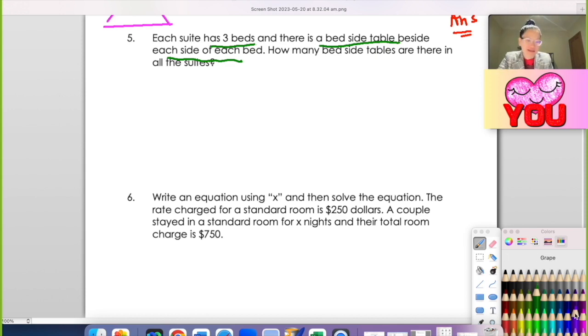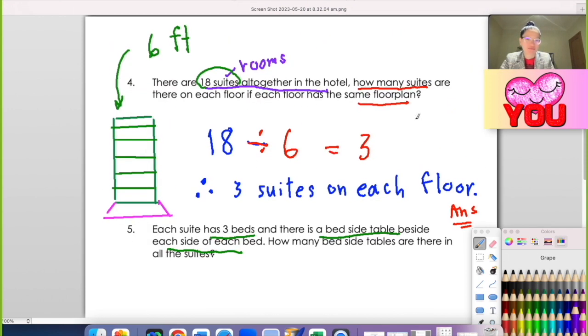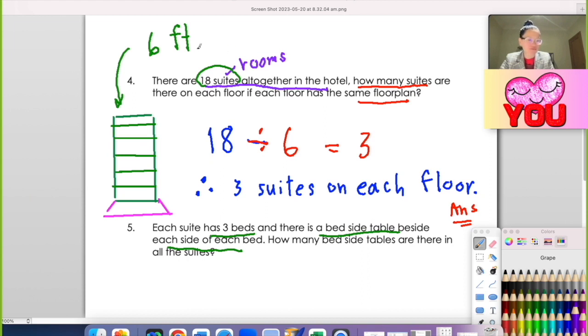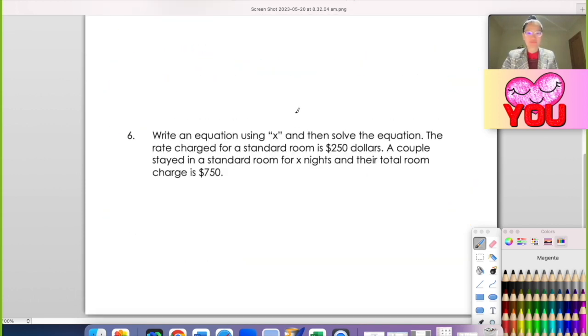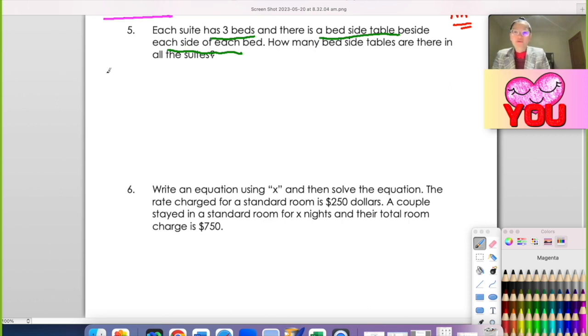First, from the previous question, how many suite rooms do we have? How many suites did we have all together, in the whole hotel? 18. Okay, look at this one again. Write down the information that we have here. We have 18 suites. Okay, we have 18 rooms.